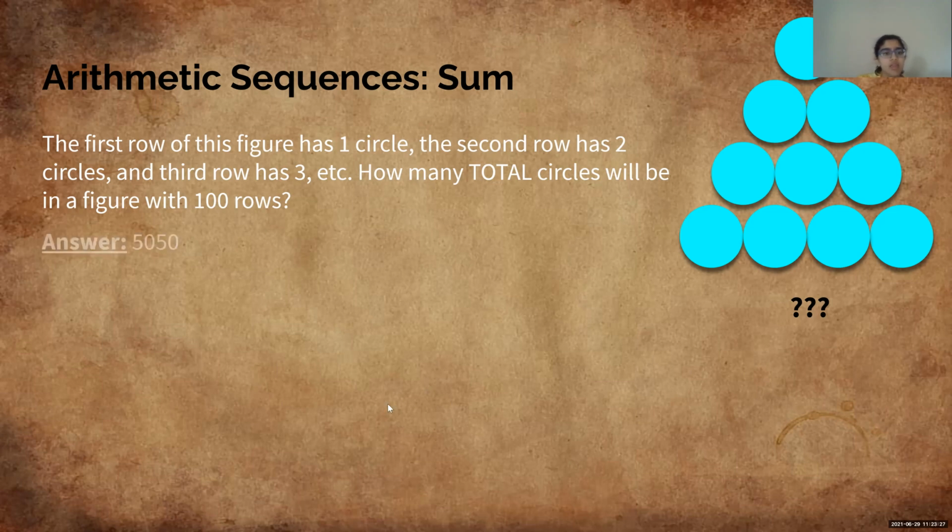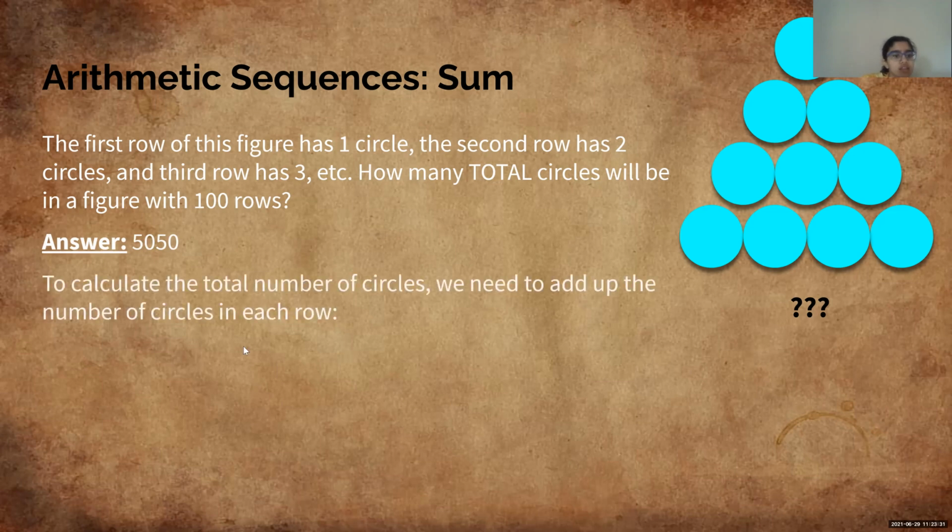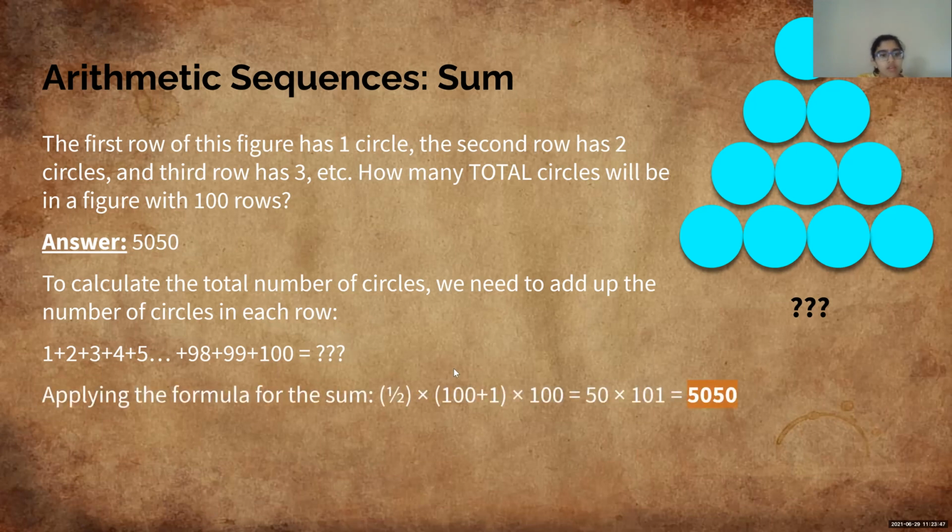Okay, so I'm going to start explaining. The answer is 5,050, right? The reason is, we calculate the total number of circles, so we need to add the number of circles in each row. To do this, we find the sum of an arithmetic sequence, with a first term of 1, a last term of 100, and 100 terms.